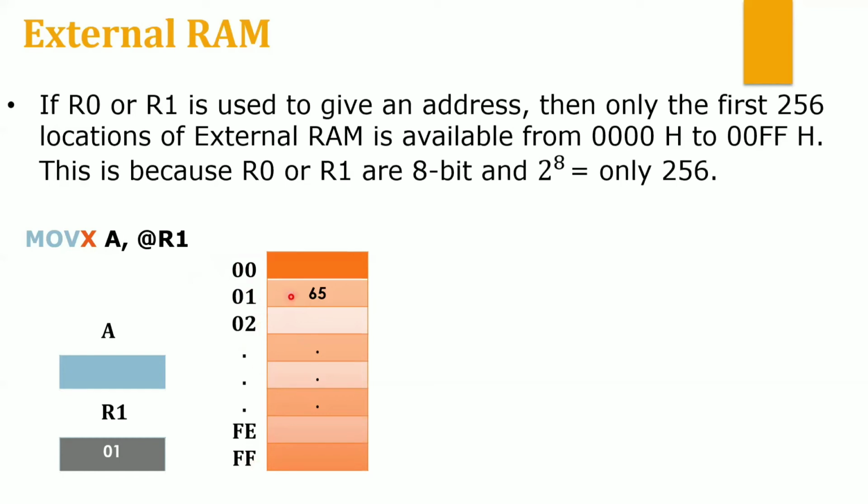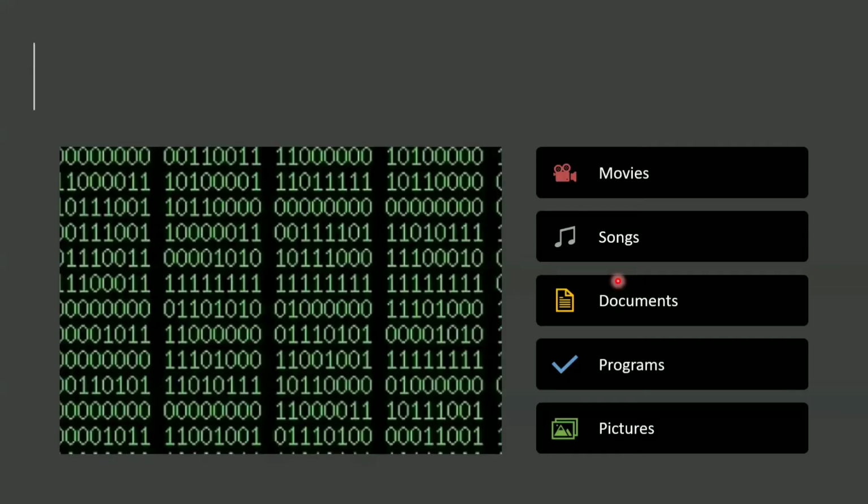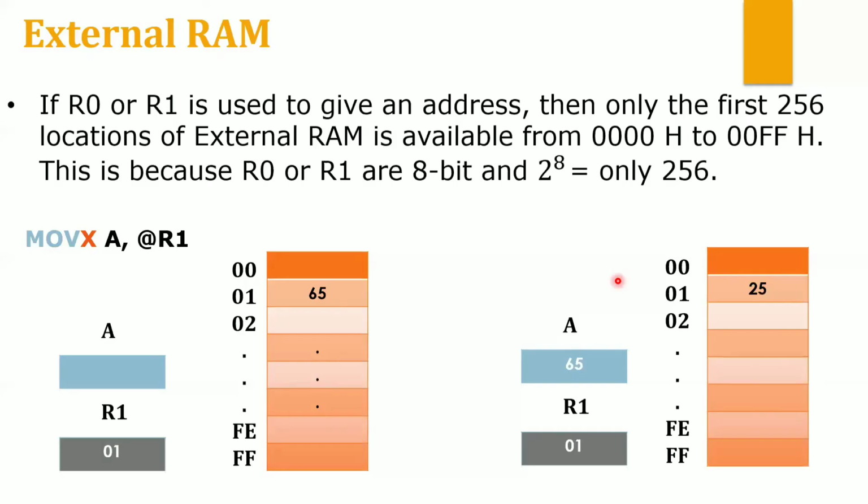And I want to copy the data of the memory location 0001, that is your 01 location, which is 65, to the A register. Now after executing this instruction, I can copy the value 65 into your register, but here it has to be 65, but in the PPT I have made some mistake. Okay, now we'll take another example. So up to this, you understood now.